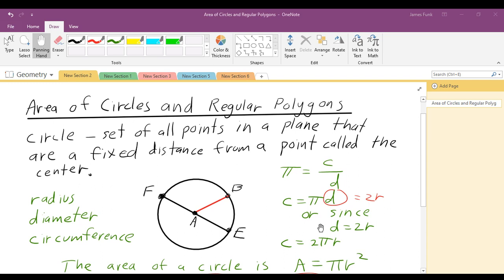First of all, let's talk about what a circle is. A circle is a set of all points in a plane that are a fixed distance from a point called the center. You see in my diagram here that point A is the center of that circle.